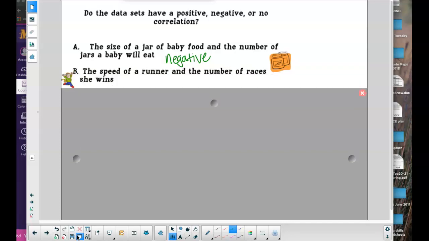Letter B, the speed of a runner and the number of races she wins. Okay, so let's start with the speed of a runner. If your speed gets faster, if it goes up, what happens to the number of races you'll win? Most likely it's going to go up, right? So if you get faster, the races you win goes up, and if they're both going up, what kind of correlation is that? Positive.